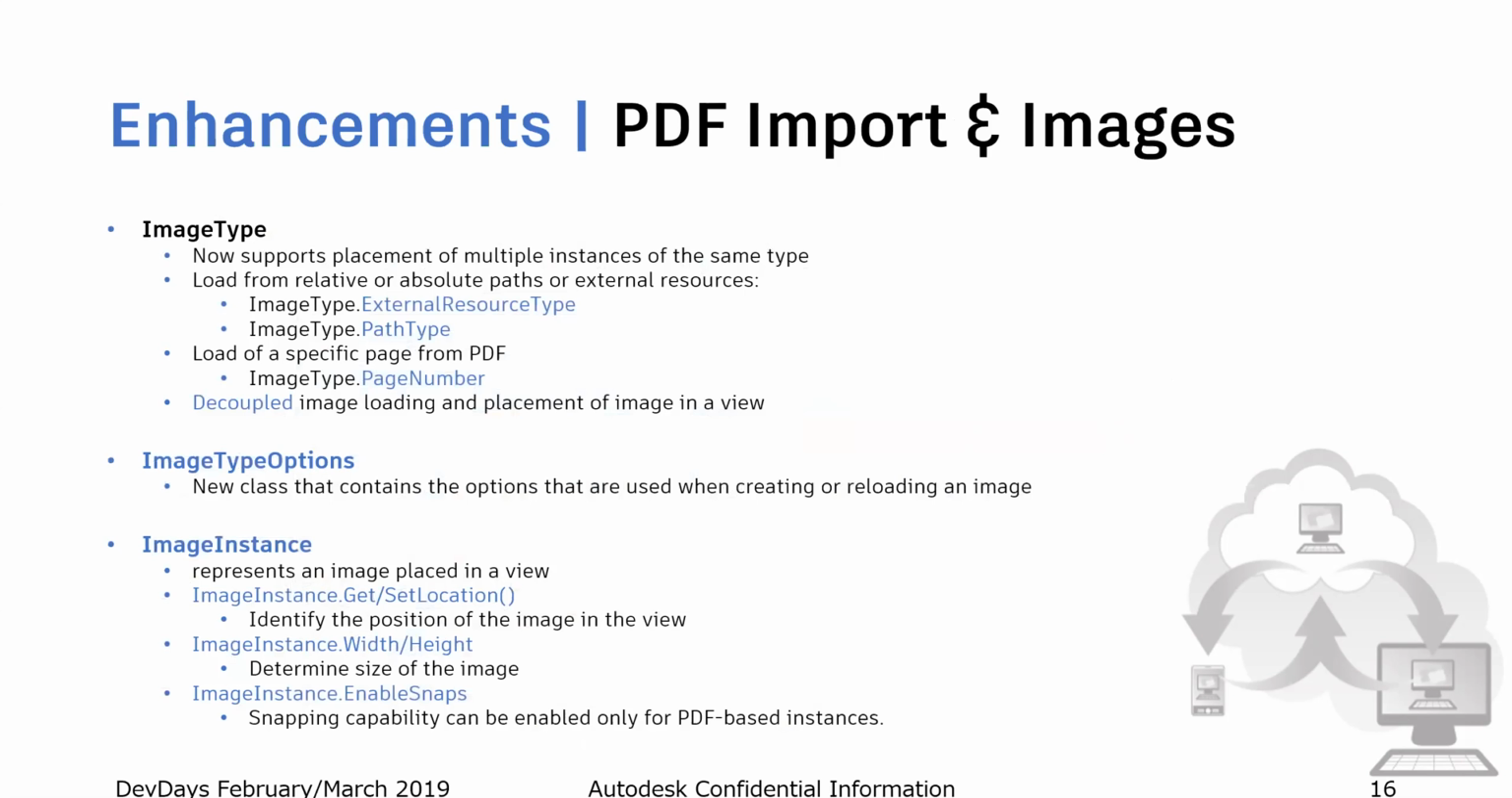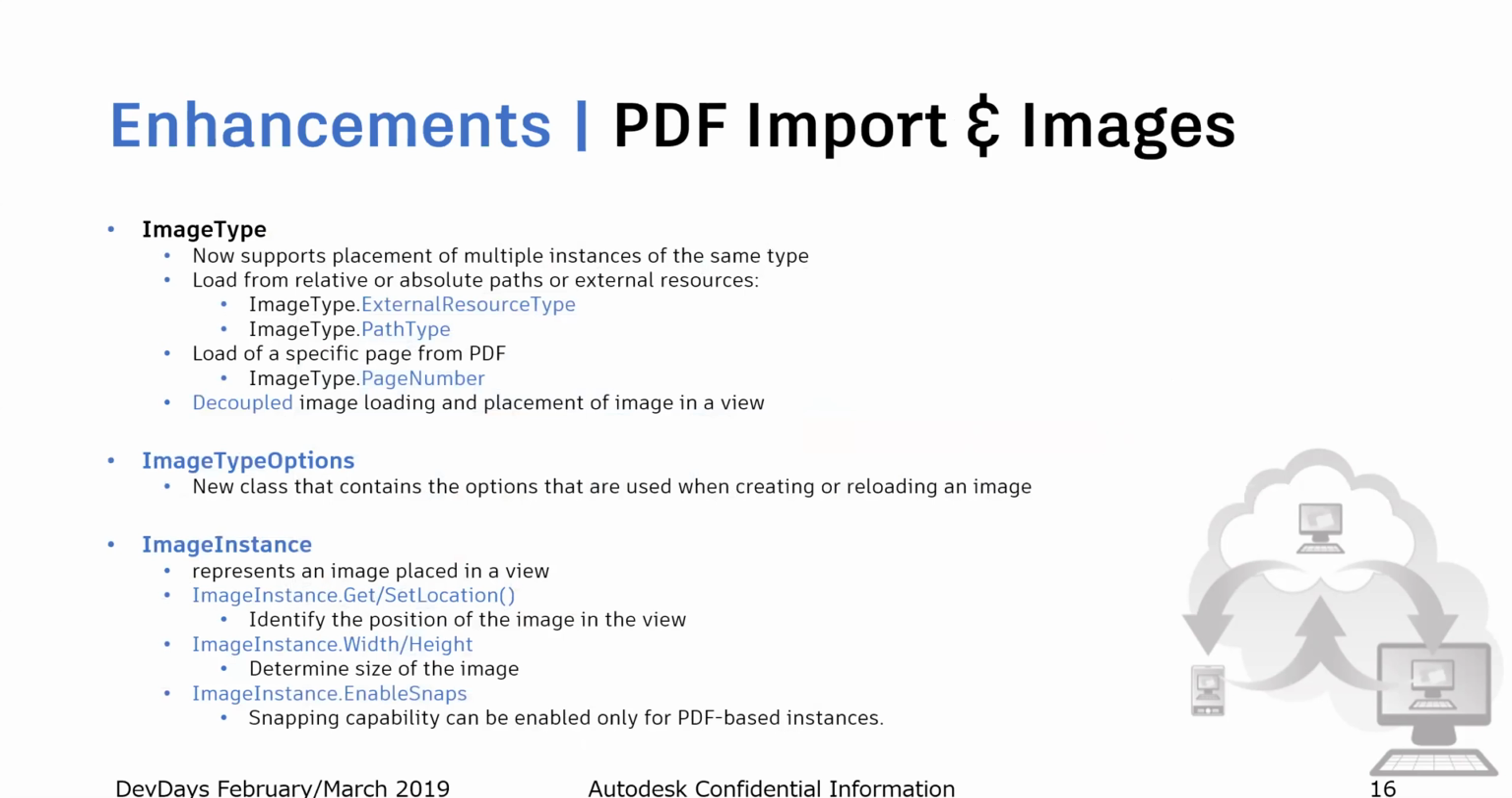Image type options is a new class that allows you to specify different options for image types. Please check out the What's New documentation if you want more details on that. I obviously can't cover every single thing in this presentation, but that is a great resource if you want a little more detail about the different new capabilities and image type options.